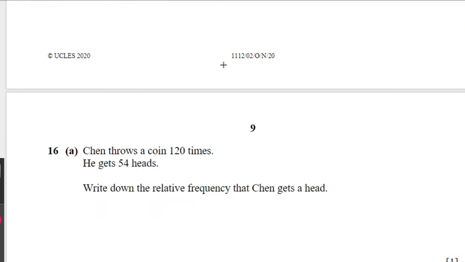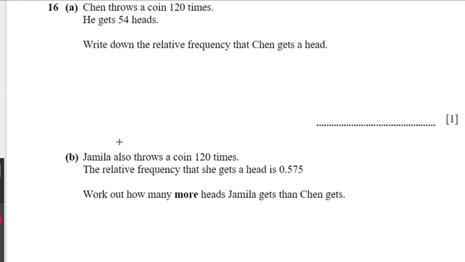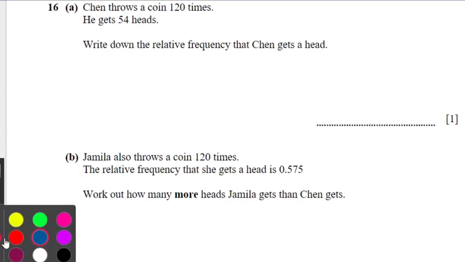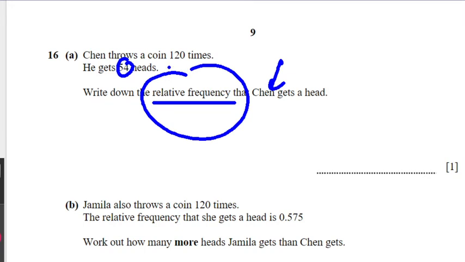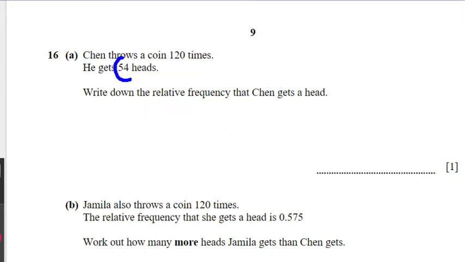Okay, move on. Number 16 here. Chen throws a coin 120 times. He gets 54 heads. Write down the relative frequency that Chen gets a head. Relative frequency is actually the probability. So the number of heads is 54 over the total throws, which is 120 times. So that is the frequency. Alright, relative frequency, so 54 out of 120.